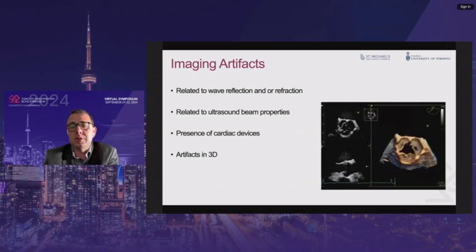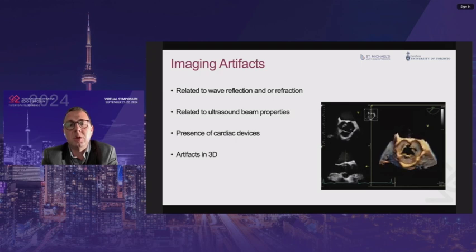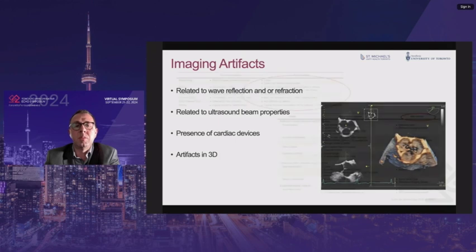We also have another artifact in 3D, where you can see the aortic valve in short axis view. It looks like there is a hole at the center of the aortic valve, especially in diastole. This is a dropout artifact that is easily recognized using the 2D image, which offers you a much better axial and lateral resolution.